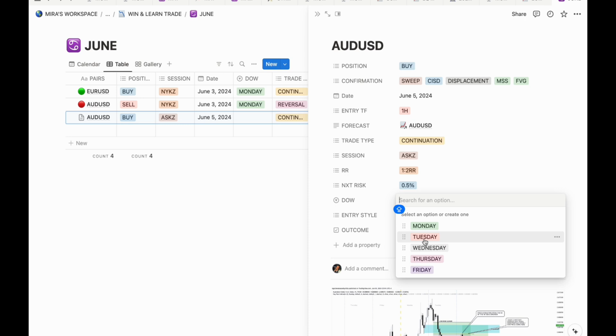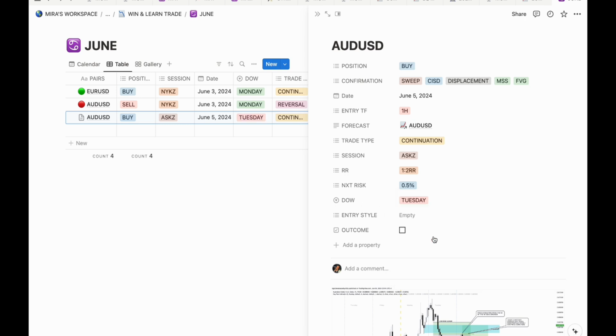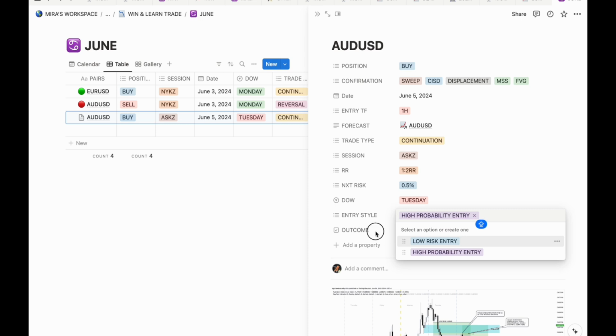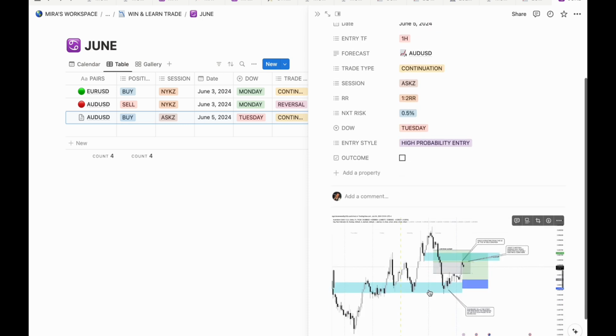So most times Tuesday can be a time that there's a high probability that your trade is likely to play out. But yesterday was Tuesday. So entry style: is it a low risk entry or is it a high probability entry? For you to know the kind of entry that you're so good at, or the one that reoccurs most often. So this my trade is more like a high probability entry. And then outcome, is it a win or a loss?